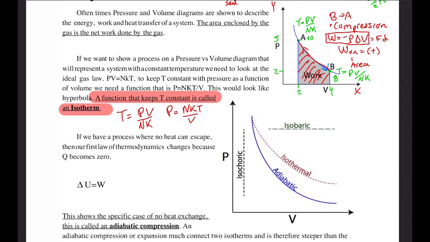The next process that we're going to look at is called adiabatic. No heat can escape. This is called adiabatic compression or expansion, and is this line here. So as we expand outward, our temperature will actually drop. So an adiabatic curve will always connect two different isotherms. Adiabatic curves will always change temperature.